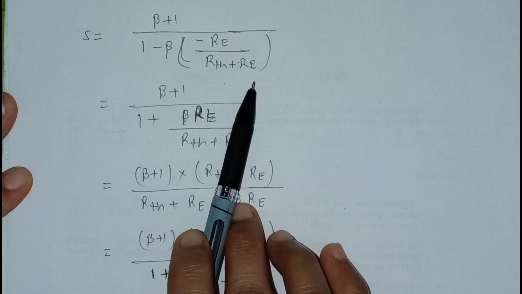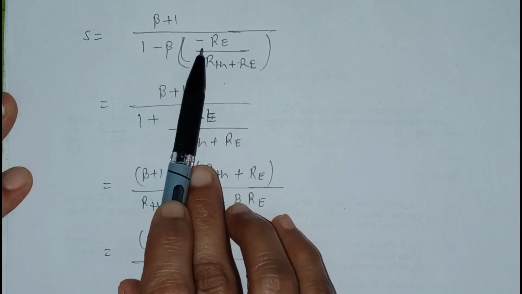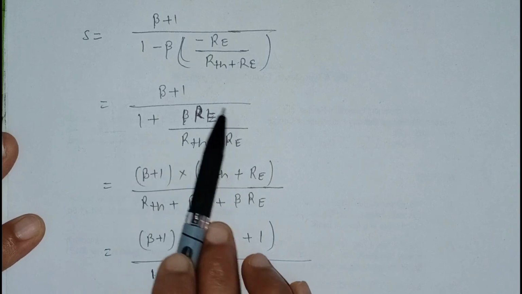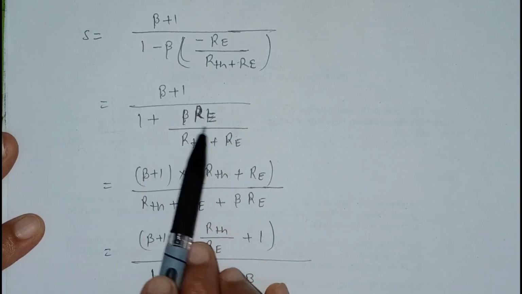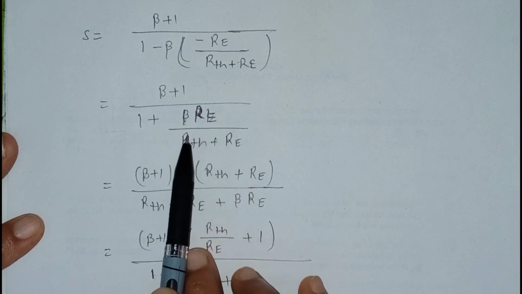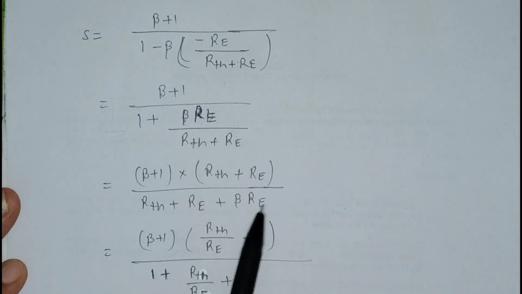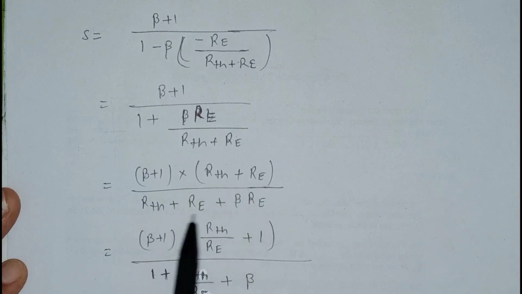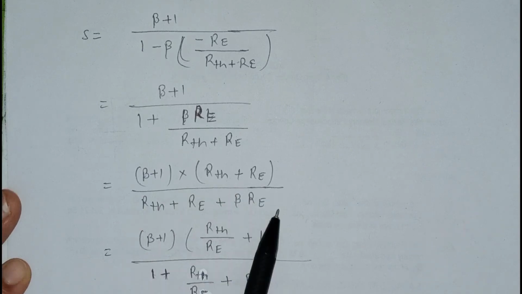Now we will solve this equation. As this is minus and this is also minus, here we will get a positive term. Now we will take the LCM of this term. After taking the LCM, we will take the reciprocal of the denominator. So we will get this equation: (beta plus 1) into (RTH plus RE) upon (RTH plus RE plus beta RE).